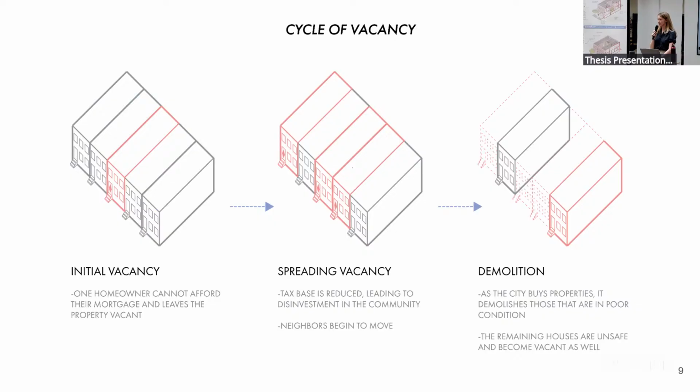The cycle of vacancy typically occurs when one homeowner is not able to afford their mortgage and leaves their property vacant. As other neighbors begin to notice this and feel like the neighborhood is trending downwards, they begin to move, reducing the tax base and leading to disinvestment in the community. As the city then buys the properties that are vacant, it demolishes those in poor condition, leaving behind single row houses, which then need to be structurally repaired. Typically, those houses then fall into disrepair as well.